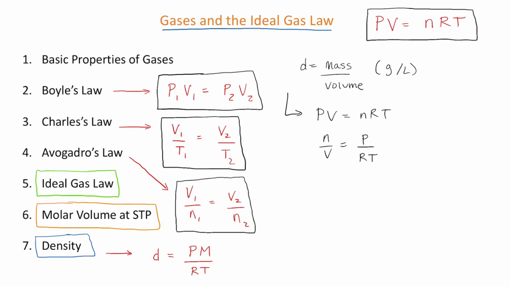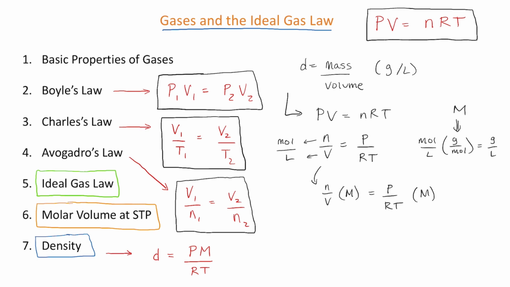Now if we start with our ideal gas law, and then we rearrange it so that we have n divided by V is equal to P divided by RT. Looking at the n divided by V, n is the amount in moles, and V is the volume in liters. So we have units of moles per liter. Well, if we multiply moles per liter by grams per mole, which would just be the units from the gas's molecular weight, you can see that we get the units of grams per liter. So what that tells us is that if we multiply both sides of this equation by the molecular weight, we will have an equation for the density of the gas. And what we see is that D is equal to Pm divided by RT.